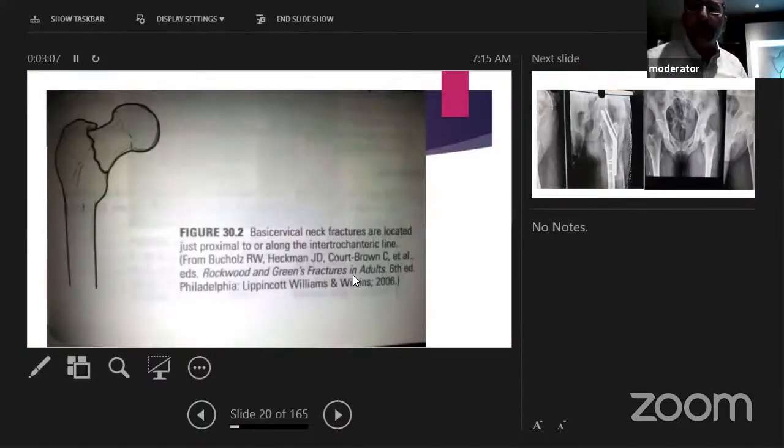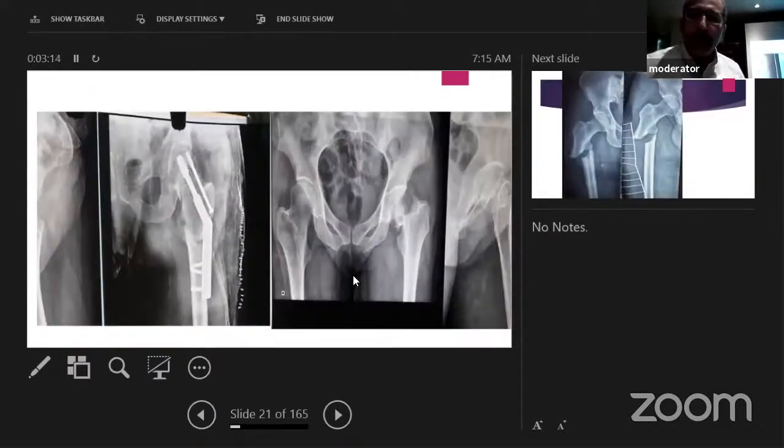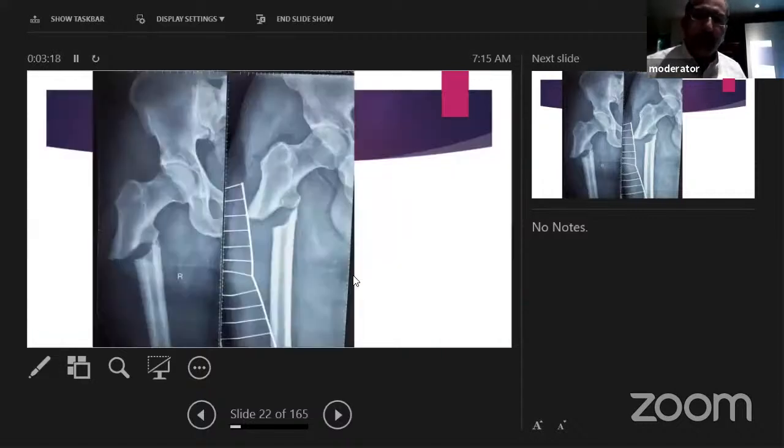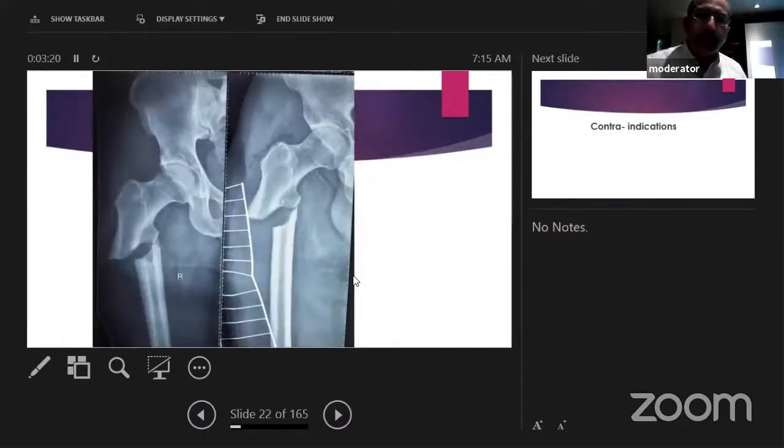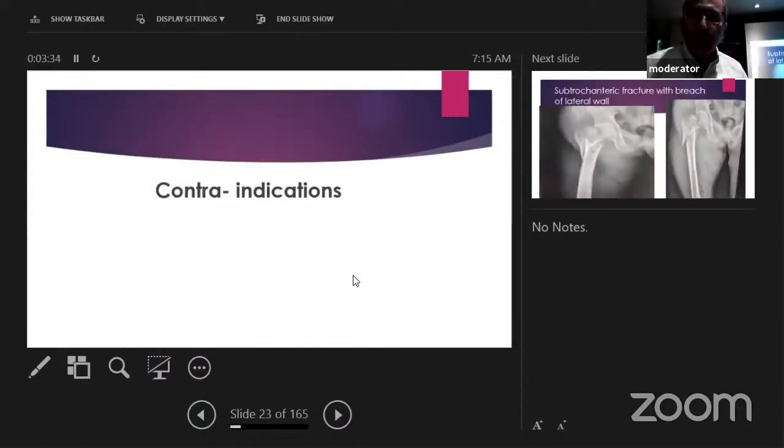What are the other indications for DHS? We need to mention basicervical fracture, DHS. At times, intracapsular neck of femur fracture, DHS with valgus osteotomy. At times, rarely in case of subtrochanteric fracture, though the ideal treatment is nailing, when there is a good amount, at least 1 centimeter, intact distal to the entry, you can easily use DHS in that situation, not necessarily DCS.